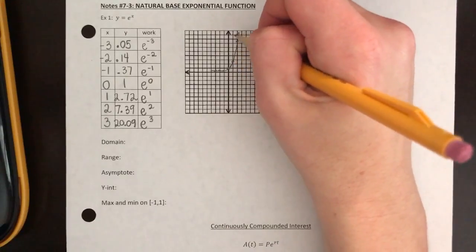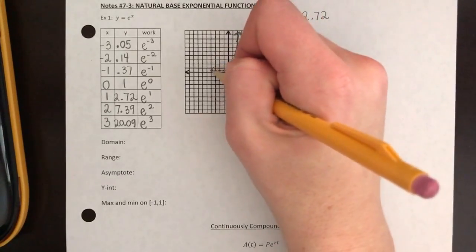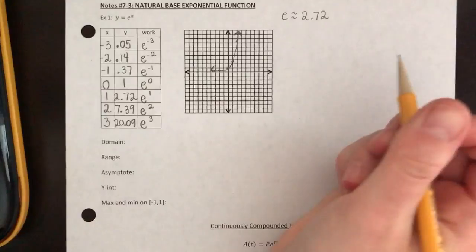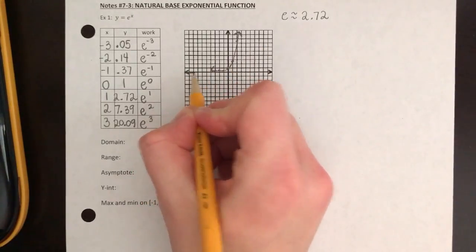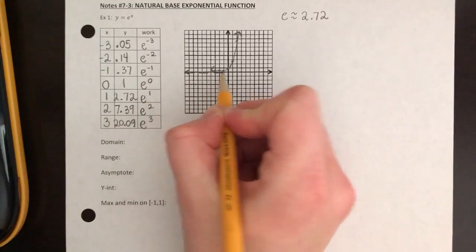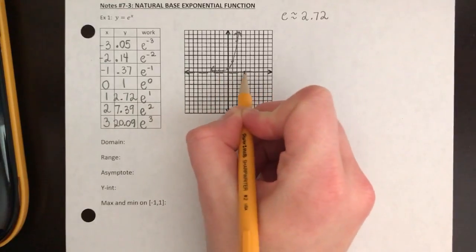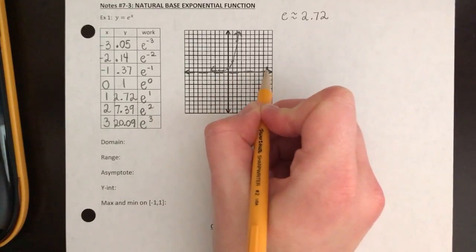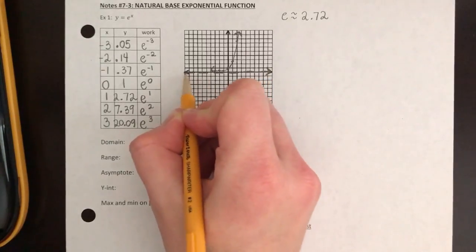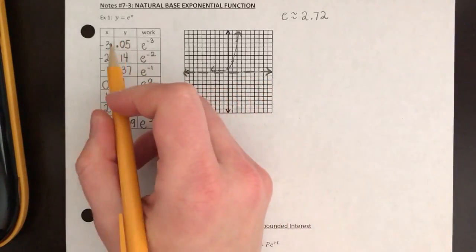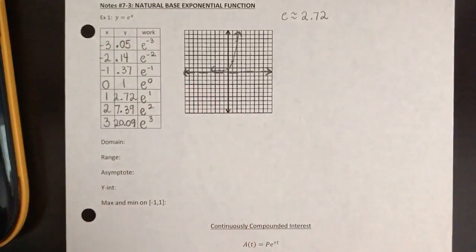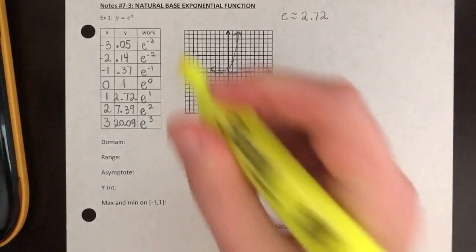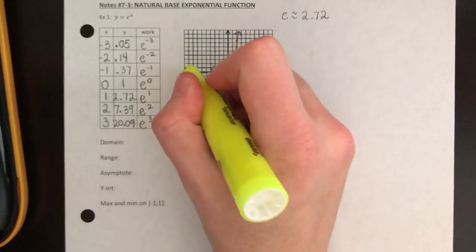So just like all my other exponential functions, this exponential function has an asymptote, you guessed it, here on the x-axis, because there is no such number that I can plug in here for x to produce 0 or less. So I have an asymptote on the x-axis. I'm going to highlight it because it's kind of hard to see.